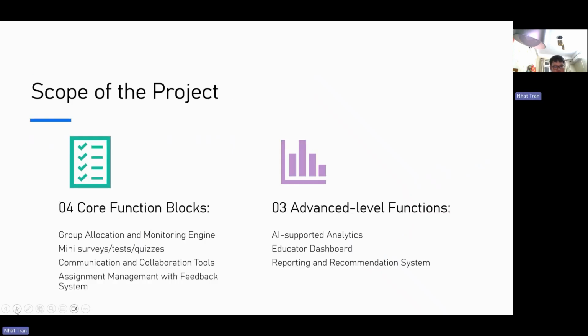About the scope, there will be 4 core function blocks. First and foremost, the group allocation monitoring engine, which will be considered the most important part of this project. The second is mini surveys for the students to complete during their project timeline. Third is the compilation and collaboration tool to assist with the project. And finally, there will be an assignment management system for our educators. In the future, if the app is successful, there will be extra functions for educators like analytics, a separate dashboard, and even a grading system.